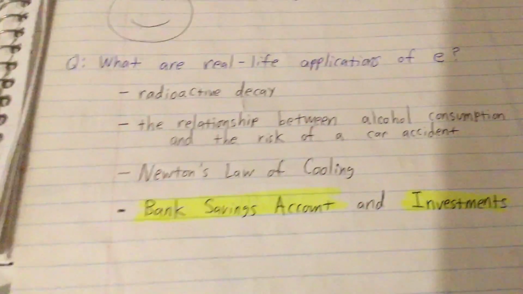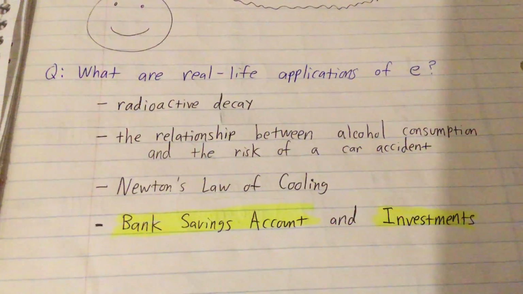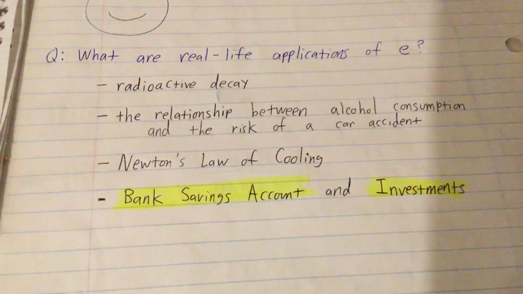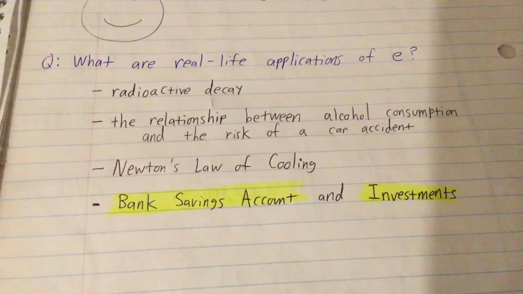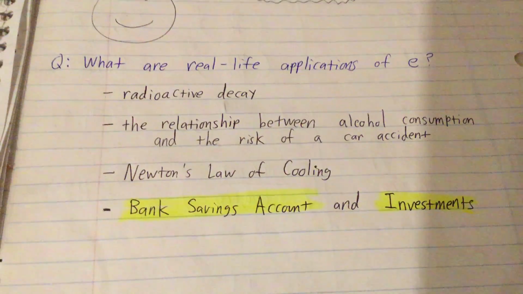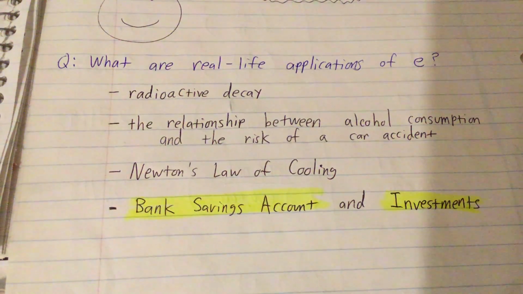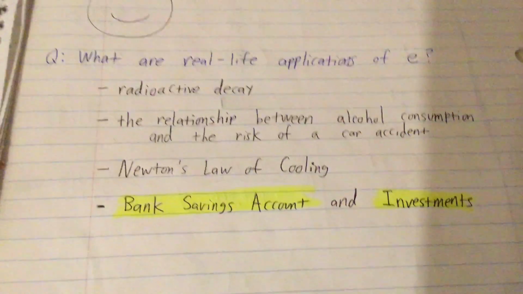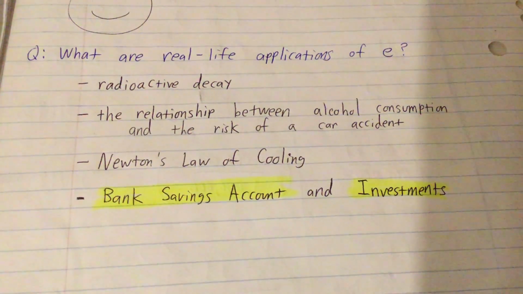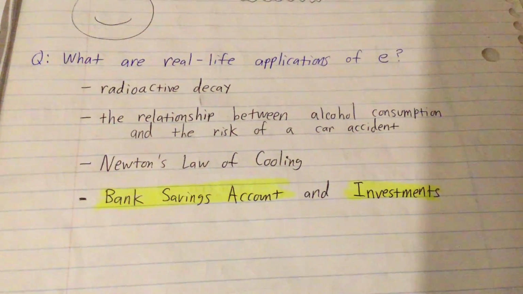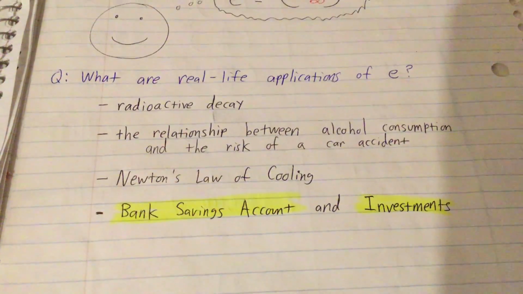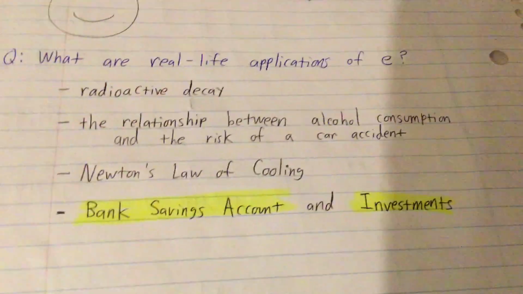But most importantly, sorry about talking a lot about this, I just want to make sure that I'm not just teaching you mindless stuff. The most common thing that e is mentioned in is stocks, savings accounts, investments, and there's this thing called continuous compound interest. And I'll get to that really quick.